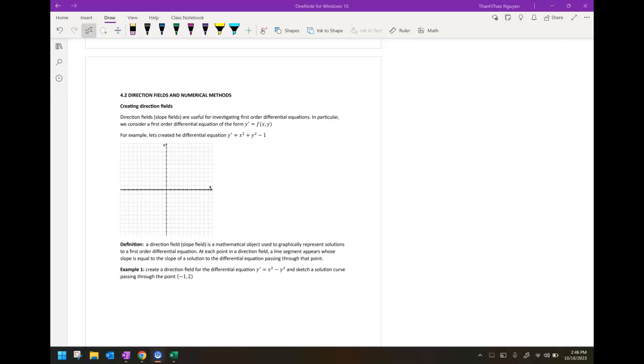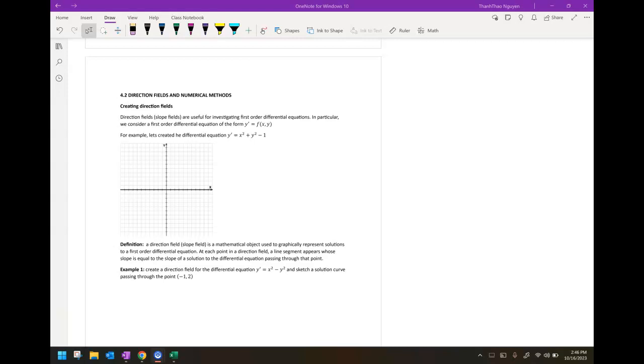Directional field and numerical method. Directional fields, or slope fields, are useful for investigating first-order differential equations. In particular, we consider a first-order differential equation of the form y prime equals f of x, y. So for example, let's create the directional field for the differential equation y prime equals x squared plus y squared minus 1.